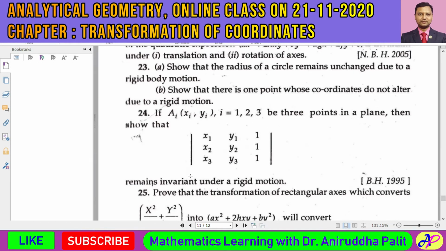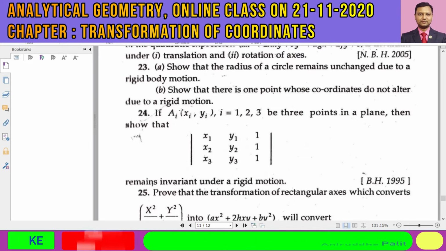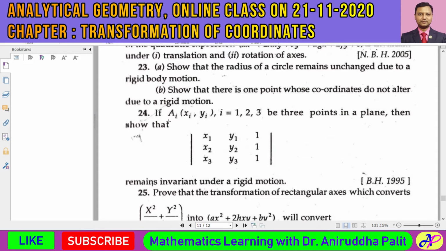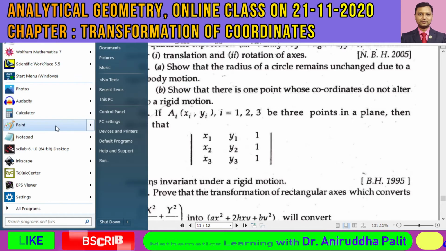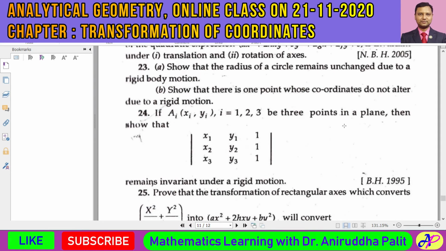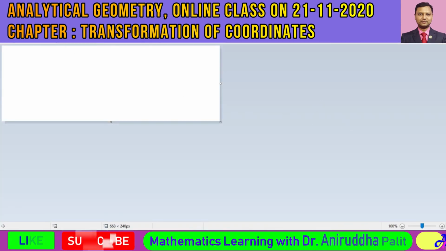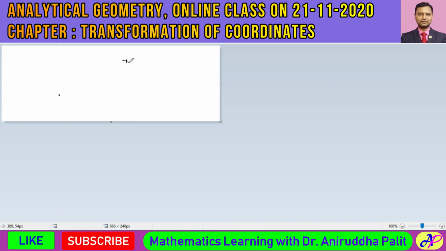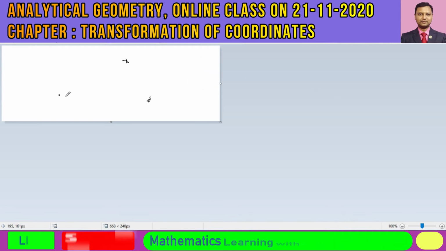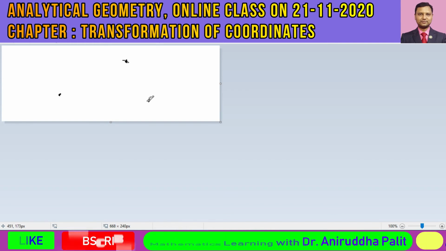With the help of this transformation formula, we will have to prove something about this determinant, where you have the expressions x1, y1, x2, y2, x3, y3. We have three different points, A1, A2, A3, together written as Ai. Let me draw the picture, because some geometry is related to this problem. These are the three points. Suppose this is the first point A1.